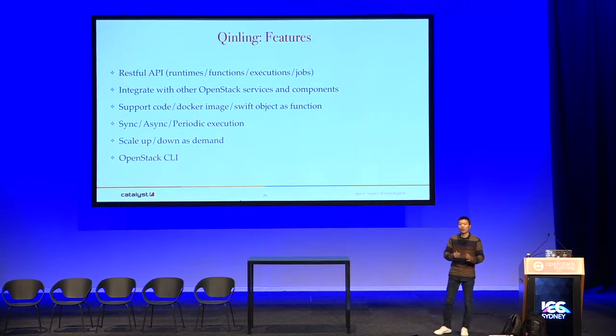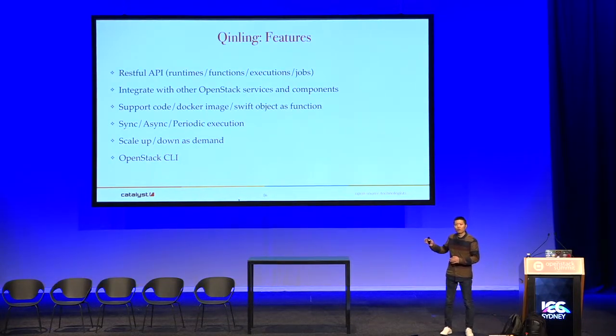Besides the code file and Swift object, you can even use your own Docker image to run the function, which means you can use any programming language you prefer. Also, Qinling supports 3 execution styles. It supports synchronous functions, asynchronous functions, and periodic functions.